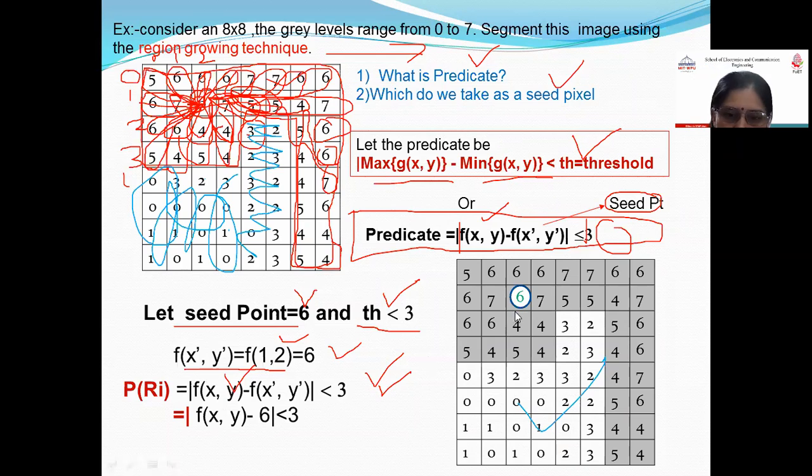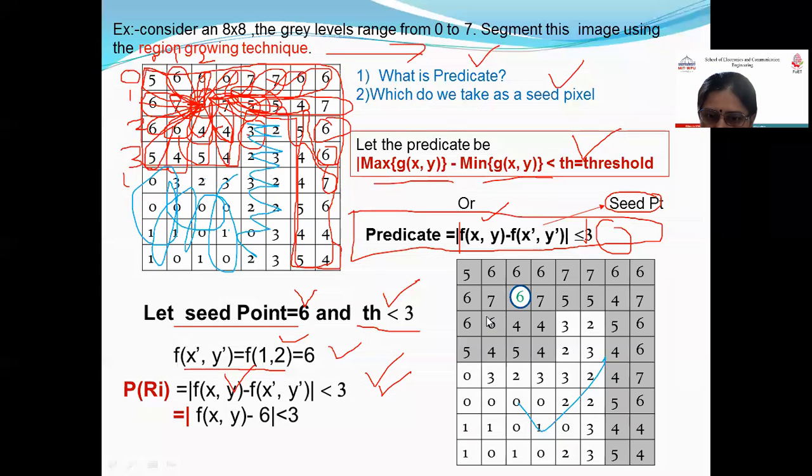So we start with this seed. We check all the neighbors. If we go here, the difference 6 minus 6 is 0, so it is less than 3. So we retain it in the same group. The same is true for this pixel, this pixel, this pixel, this pixel, and this pixel. Then we check this one: 6 minus 4, the difference is 2. So again it is less than or equal to 3, so we retain it here and here. Then we apply the same process for this neighbor and add these pixels.